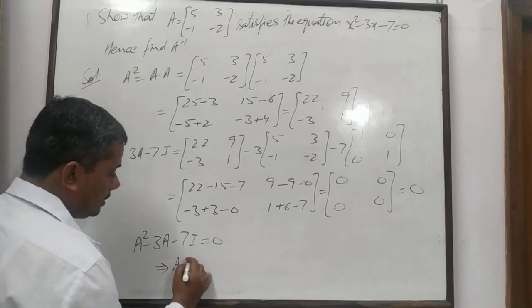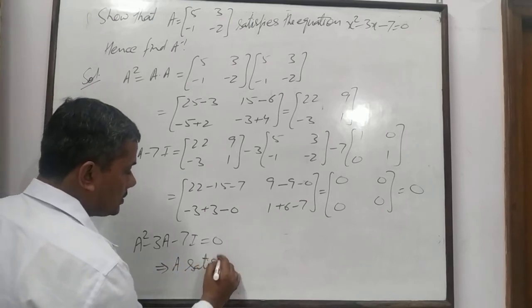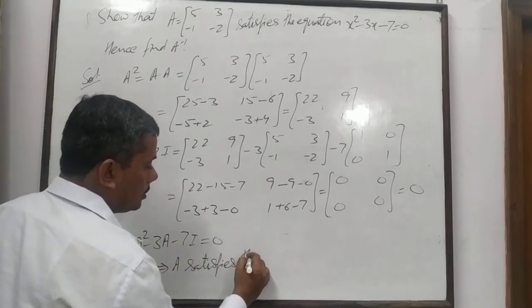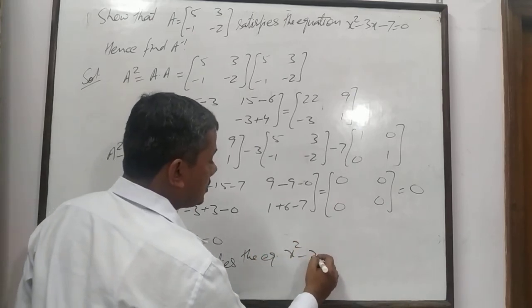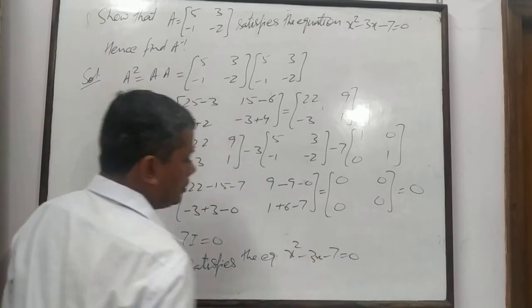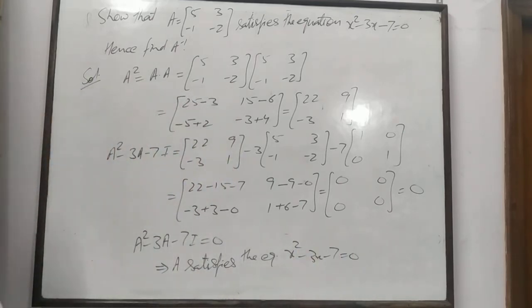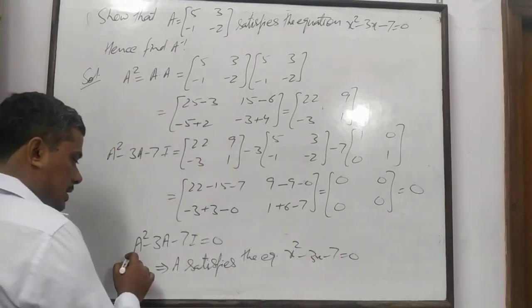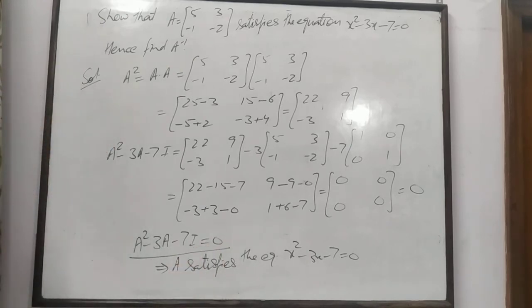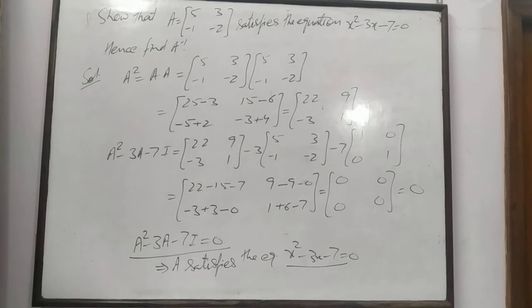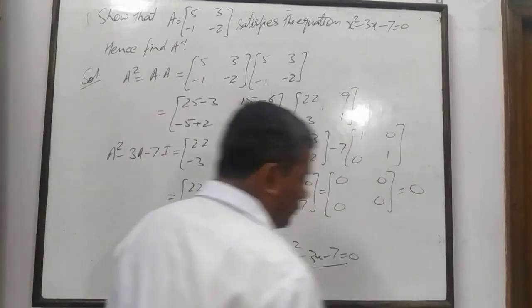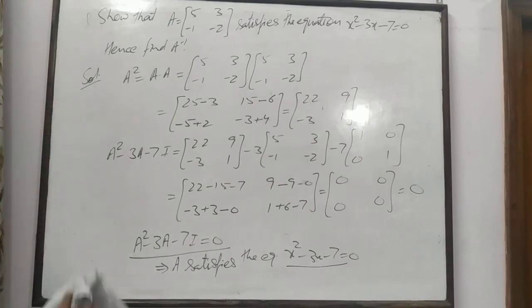This implies A satisfies the equation x squared minus 3x minus 7 is equal to 0. So A square minus 3A minus 7I is a matrix equation which satisfies the algebraic equation x squared minus 3x minus 7 is equal to 0. Now, how to find the inverse by using this matrix equation?